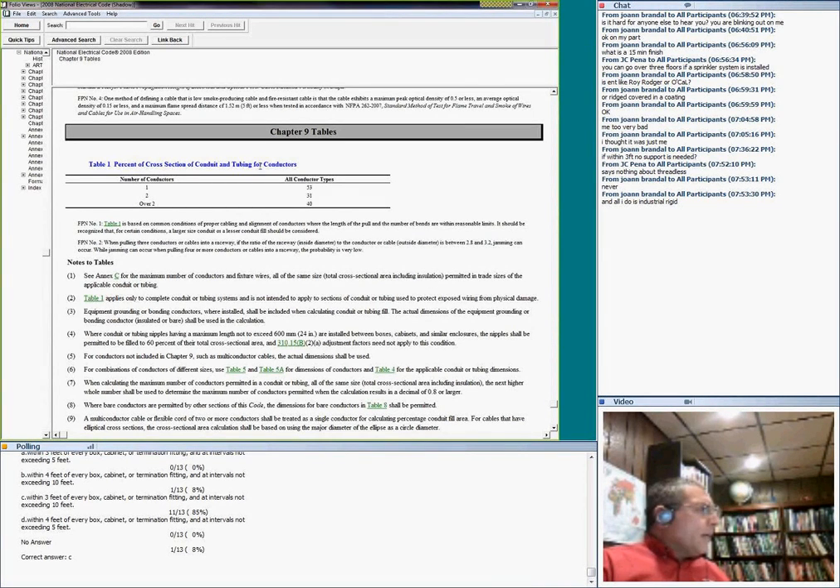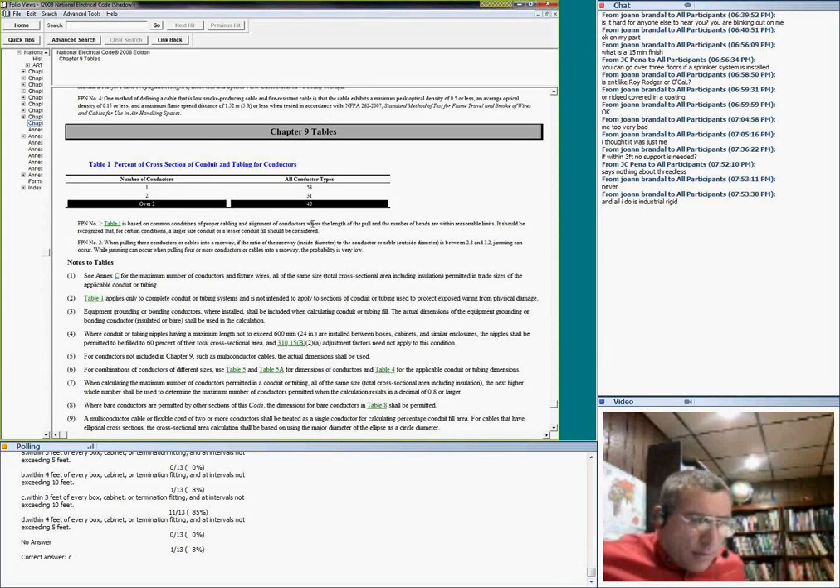Okay, good. Chapter 9, guys, Table 1, which is all about tables. Here's what you have: the percentage of cross-section area of conduit and tubing that conductors must not exceed. For one conductor or cable, it's 53%. If it's a multi-conductor cable, you can't fill more than 40%. Most of the time, guys, you're at number 3 here. You can't fill more than 40%. So 60% of the conduit is empty for two reasons: number 1, to allow heat to dissipate from these conductors, and number 2, to allow you to easily install these conductors because of the friction and so forth.